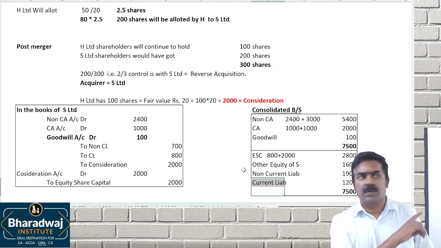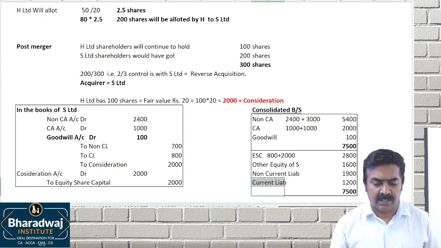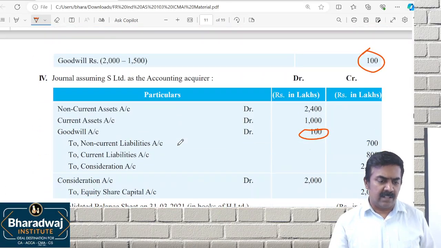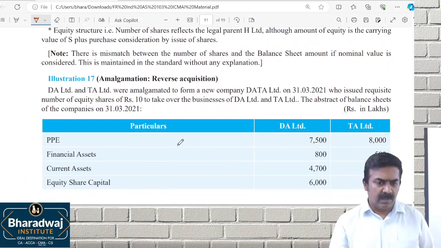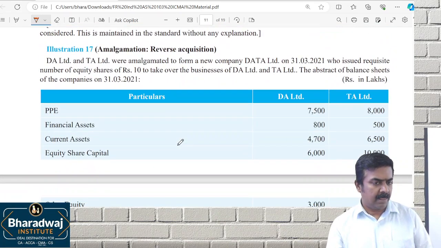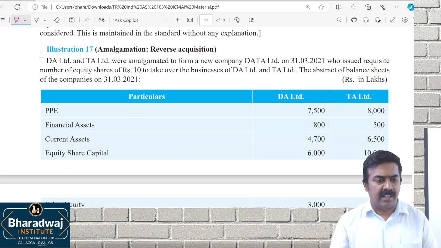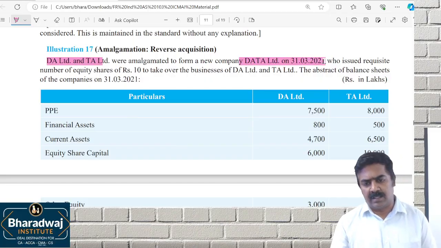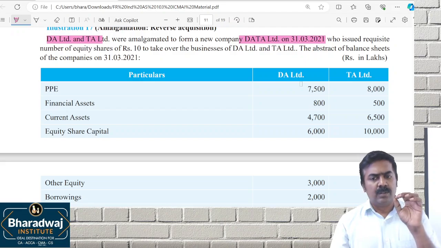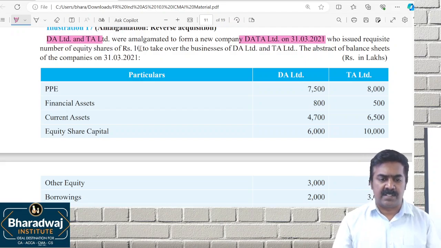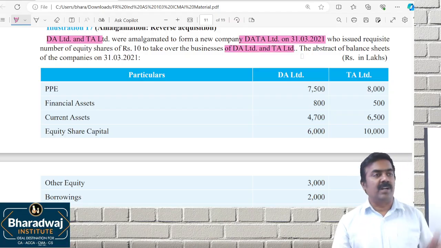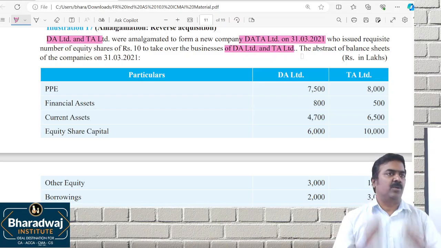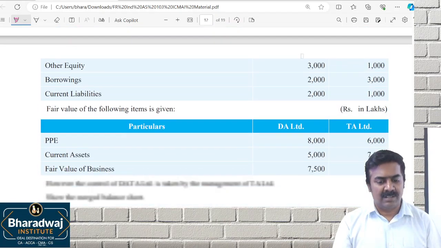Have we taken up this? Or the next part? Next, again, a very good question, a tricky question also. Go through this. DA Limited and TA Limited were amalgamated in the form of Data Limited on 31st March 2021, which issued the requisite number of shares of 10 each to take over the business of DA Limited and TA Limited. Two companies joining together and forming a new company. But read the question in full.